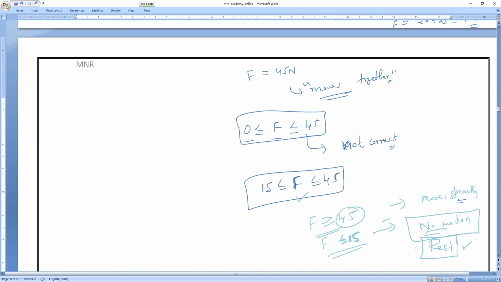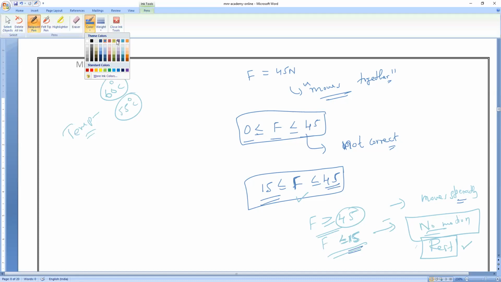Why? Take the ignition temperature, for example. The paper will catch fire only when it is heated to 60 degrees. If I am heating continuously at 55 degrees, is it possible for the paper to catch fire? No, sir. Same way, the minimum required force to move the objects together is what? Greater than 15. And it must be greater than 15 and less than what? Less than 45.